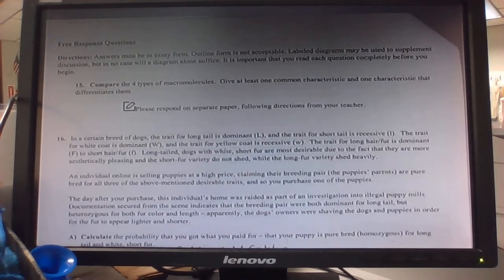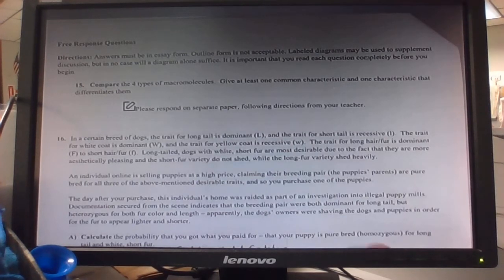You could have talked about monomers and polymers. A lot of students talked about the atoms that made them up, CHO, CHON, stuff like that. So yes, a lot of people also talked about their functions, and that was fine too. So there were plenty of ways that you could have compared and contrasted them.